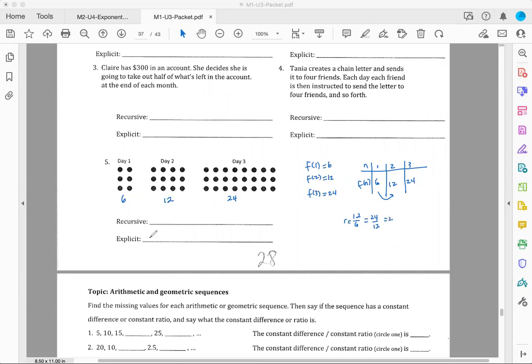So for explicit, you would say f of n equals f of 1, which is 6, multiplied by the common ratio, which is 2 to the n minus 1. For recursive, you would say f of 1 equals 6, and then f of n equals f of n minus 1, and then multiply by 2 for n greater than or equal to 2. Okay, so keep that in mind. So try to continue working on this packet on your own.